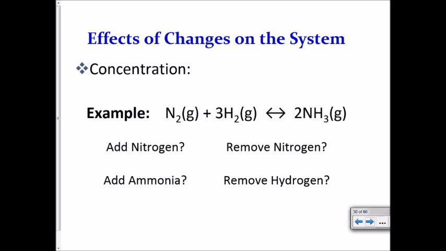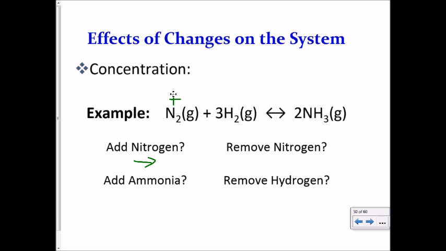Looking at this particular example, this is the Haber process, nitrogen plus hydrogen, giving us ammonia. If we add in nitrogen, and I add here, which way is it going to proceed? It's going to proceed towards the right. So in this particular case, we can just draw an arrow. I'm not asking for a sentence-form response or anything from you here.